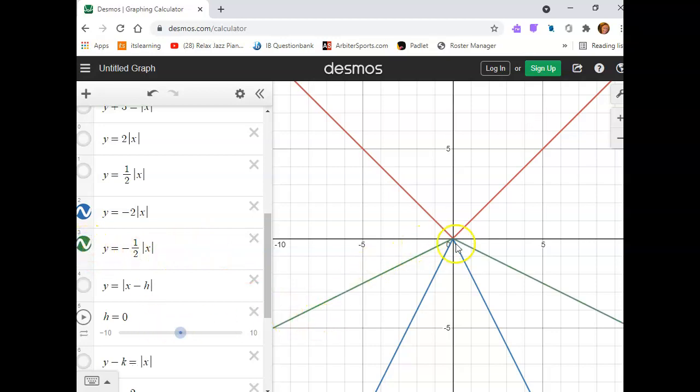It still keeps it fat like we were expecting because it's growing slower, but now it's in the bottom two quadrants, quadrants 3 and 4. Because of that negative sign, it reflected it over the x-axis.